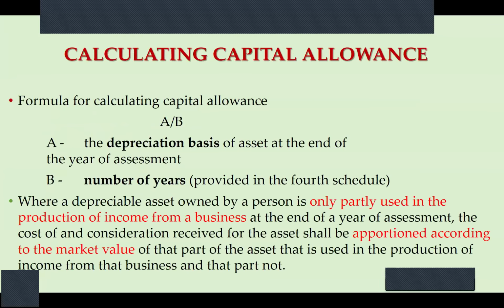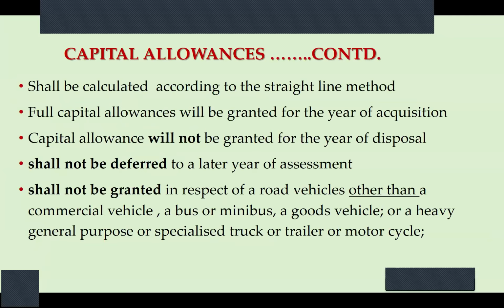So in addition to that, if we are using that vehicle in the rental business for the tourism, for an example, if we are using it in the tourism business, then motor cars can be allowed. Other than that, motor cars are not allowable for the deduction of capital allowance.